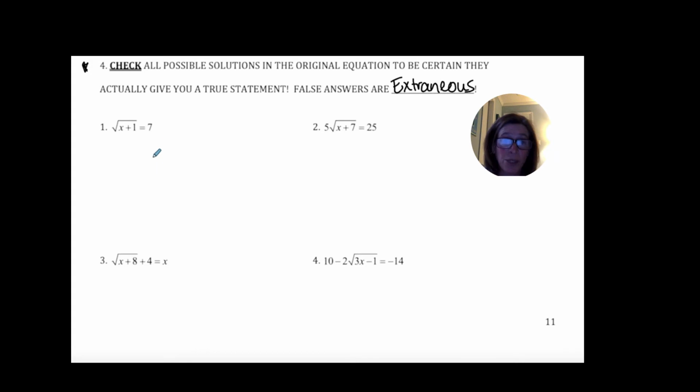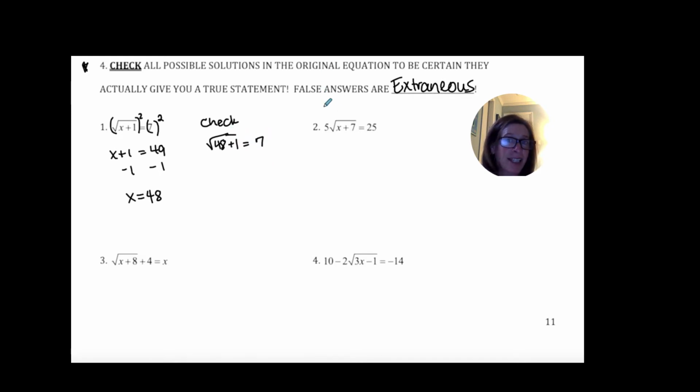Okay, so here's an example. The square root of x plus 1 equals 7. Well, I'm going to undo the square because everything is isolated. I'm going to square both sides, giving me x plus 1 equals 49. I'm going to subtract 1 from both sides. I'm going to get x equals 48. Now I'm going to check my answer. The square root of 48 plus 1 does, in fact, equal 7, so I'm good.